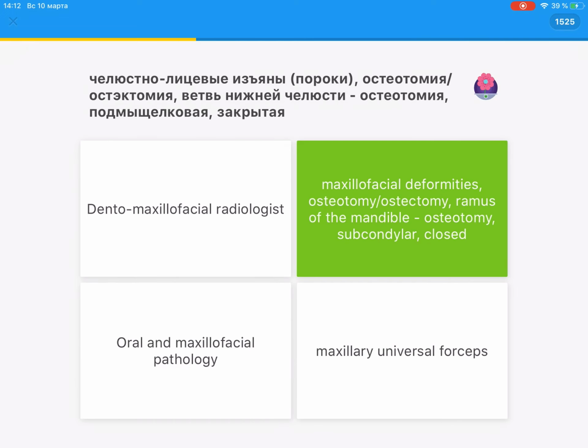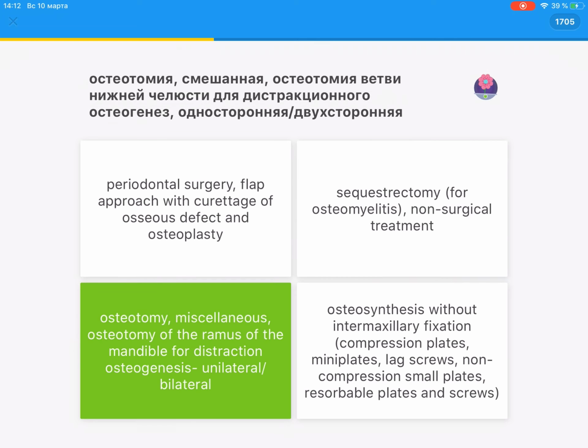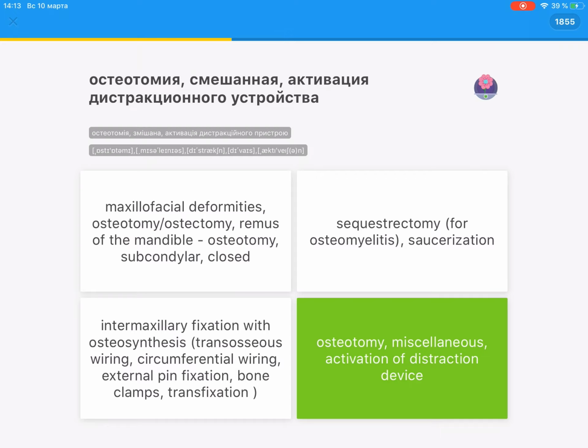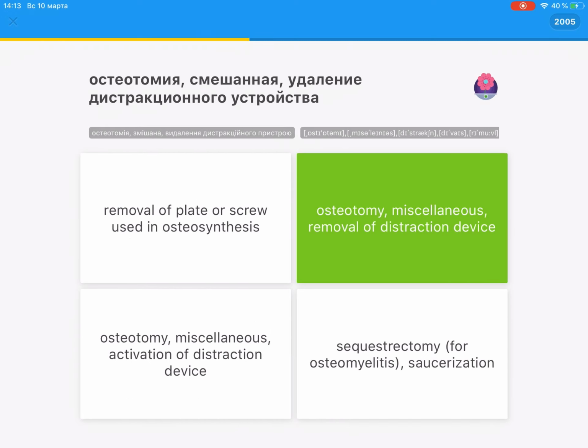Maxillofacial deformities, osteotomy, ostectomy, ramus of the mandible, osteotomy, subcondylar, closed. Osteotomy, miscellaneous, osteotomy of the ramus of the mandible for distraction osteogenesis, unilateral, bilateral. Osteotomy, miscellaneous, activation of distraction device. Osteotomy, miscellaneous, removal of distraction device.